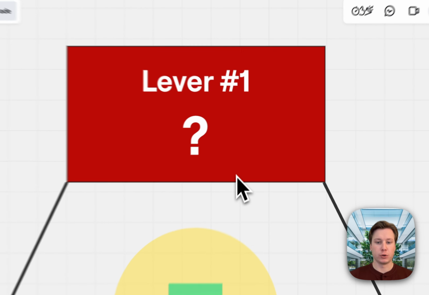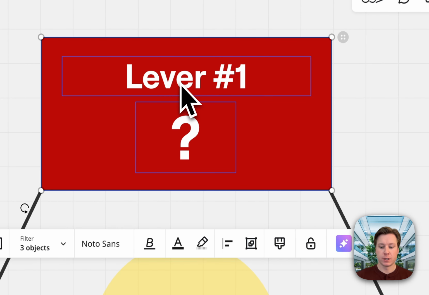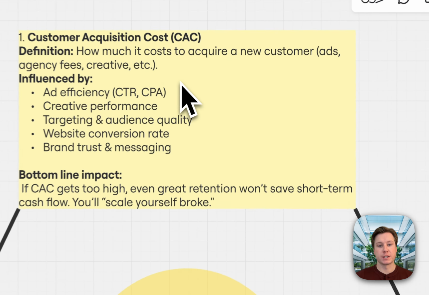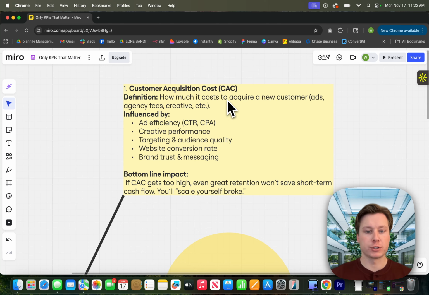The first lever that you're going to pull, I'm going to reveal it right now, is the most obvious, and that is CAC. That's your customer acquisition cost. The definition, in case you don't know what it is: how much it costs to acquire a new customer from ads, agency fees, creative, etc.